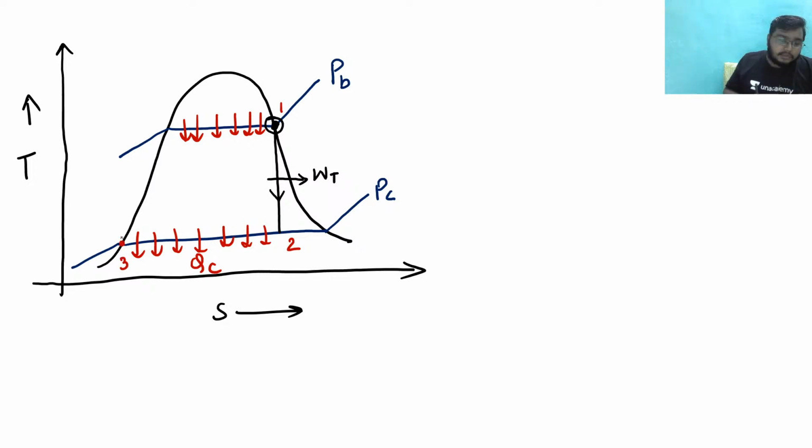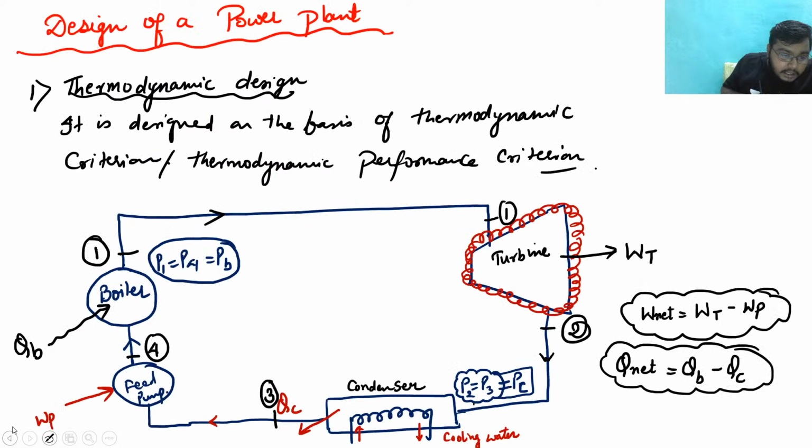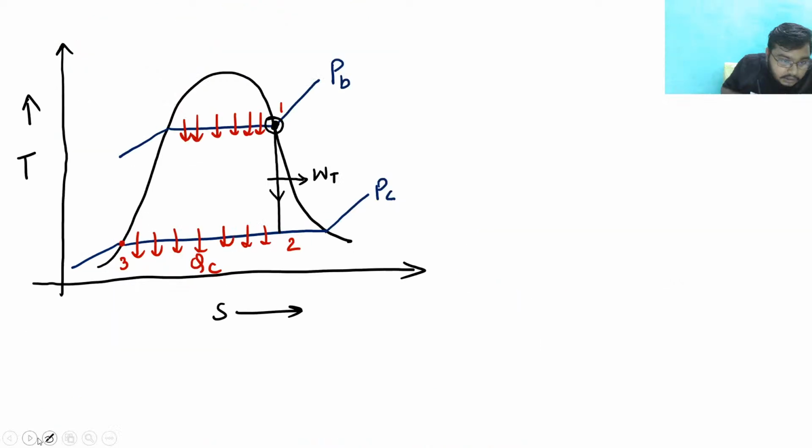Now see, from state 3 this is a lower pressure, and I want to get to this higher pressure. So we need a pump, and hence this feed pump will move state 3 to state 4. Clear? So this is state 3 to state 4, and this is the pressure line.